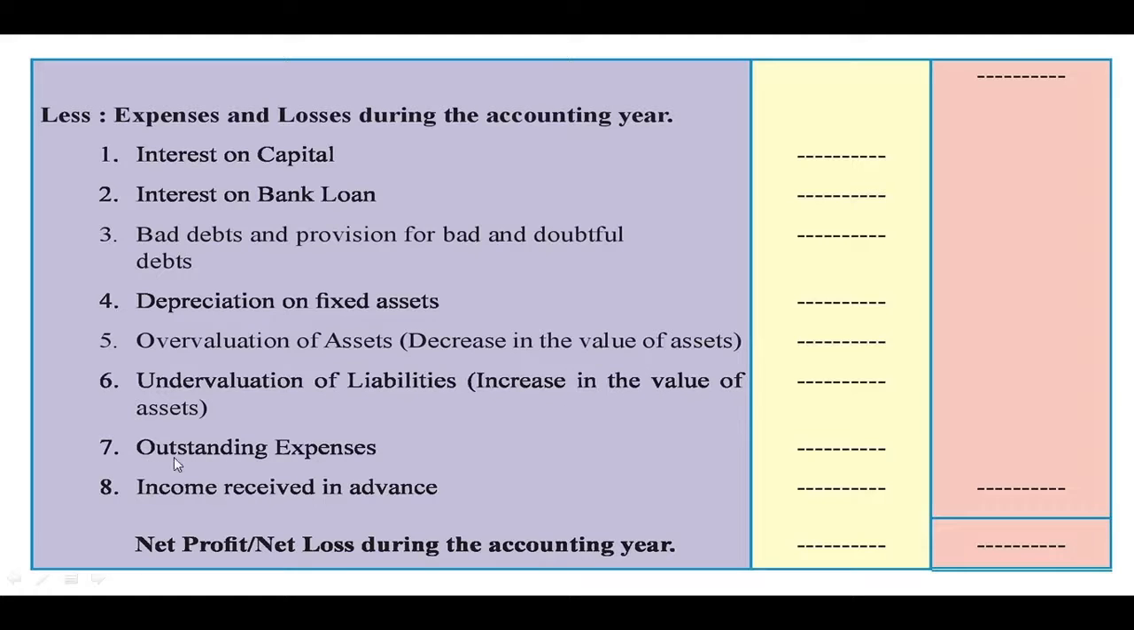Then outstanding expenses, the expenses are due for the accounting year but not yet paid. Then income received in advance for which we have to give the services in the future, the services are payable in the future, so it is a liability. After that we get net profit or net loss during the accounting year.